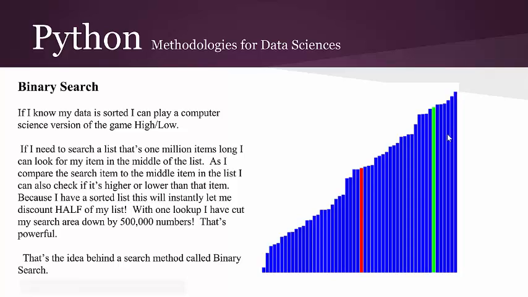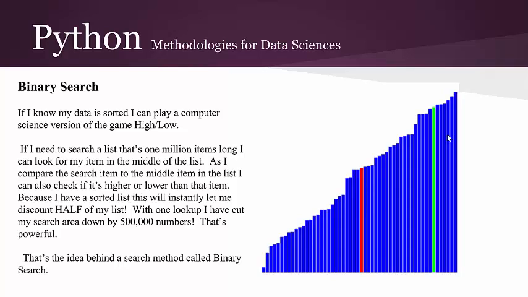Then you do it again. You go to the middle of that list, higher or lower? Well, this time it's lower. Oh, okay, then I can throw the lower half out. Now I've thrown out another 250,000. Now I only have 250,000 left. With only 2 lookups, I've thrown away 3/4 of the list. I don't need it. I don't have to look there because I knew my data was sorted and I know where these different things are.